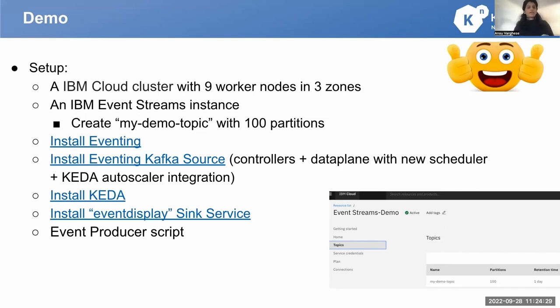As preparation for this demo, I've already installed Knative Eventing in my cluster along with an IBM Event Streams instance that has a new topic with 100 partitions, and these are already successfully running. I've also installed the control and the data planes from Eventing Kafka Broker for Kafka Source. For the purposes of this demo, I've also installed KEDA for a quick show of auto-scaling. If you'd like to do all these steps by yourself, these links will take you to the installation documentation. I also have a simple event sink where messages will be delivered by the Kafka source, and an event producer Golang script that will help us write messages to the topic.